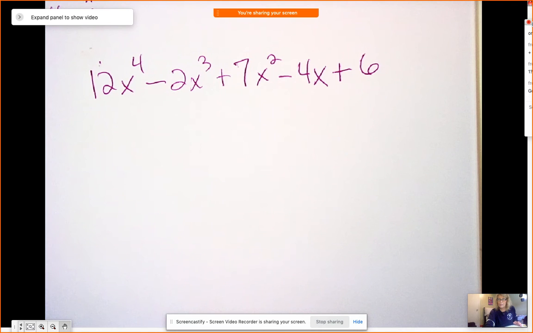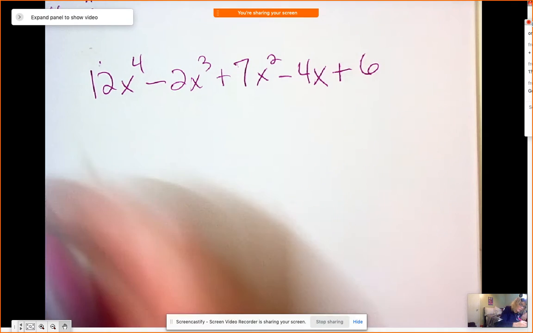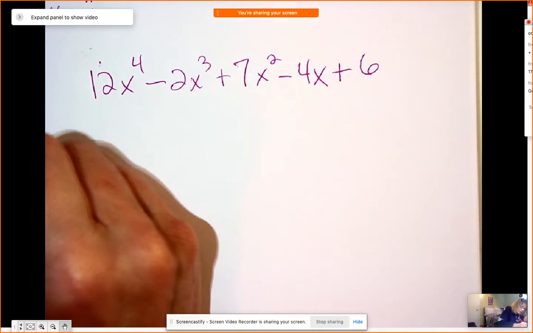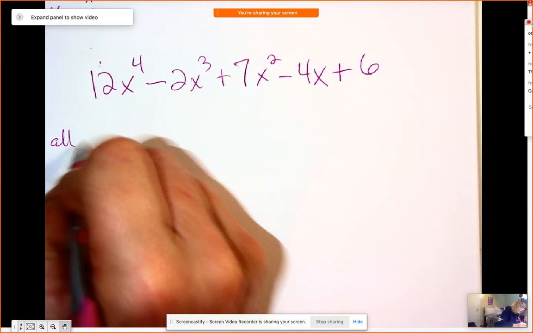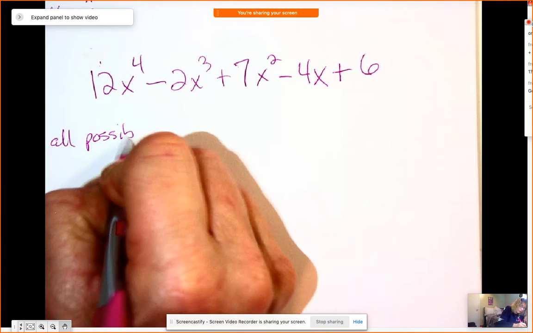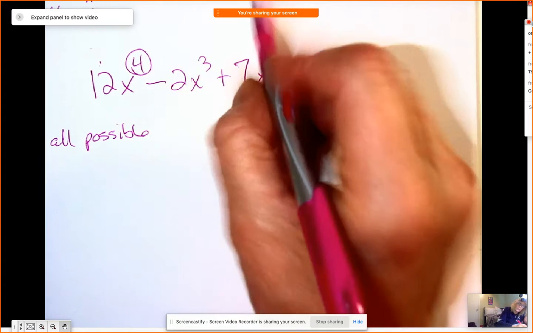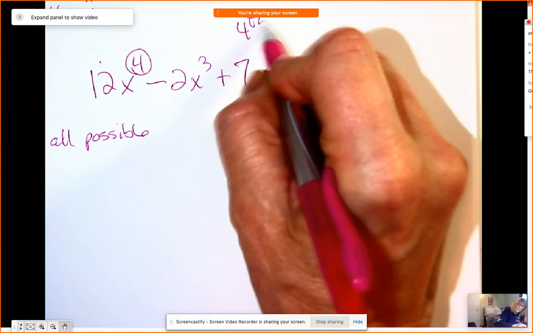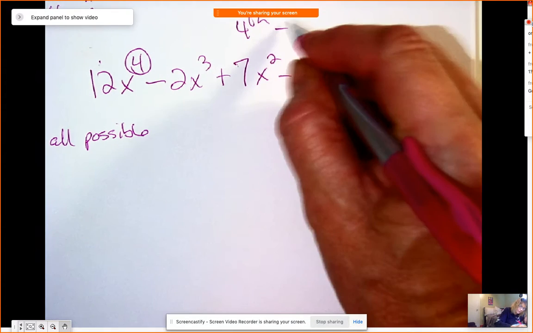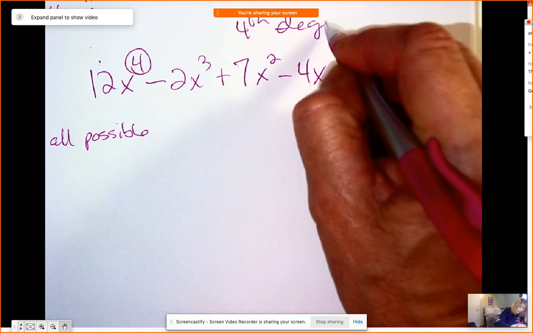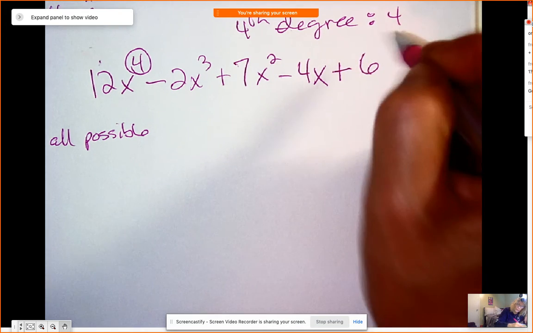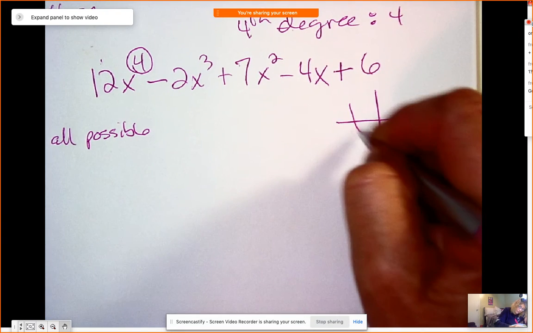Okay, we're going to find the list of possible suspects. List of all possible zeros. It doesn't mean they're all zeros, guys. Remember, this is a 4th degree on this one. The maximum number of zeros I could have, 4th degree, is 4. Okay, that means this graph can do something like this.